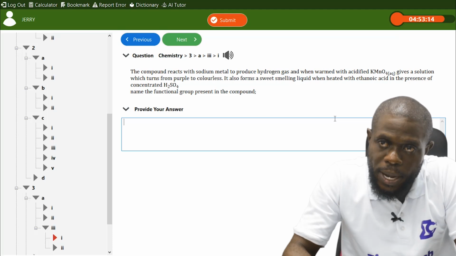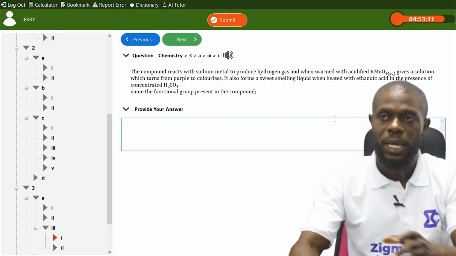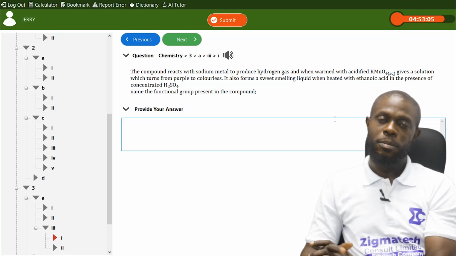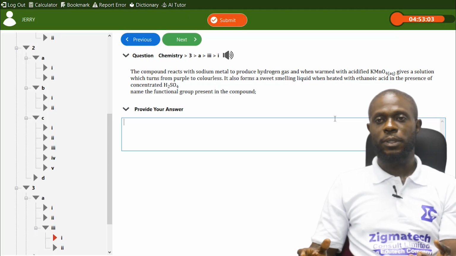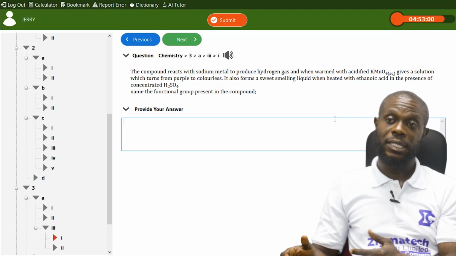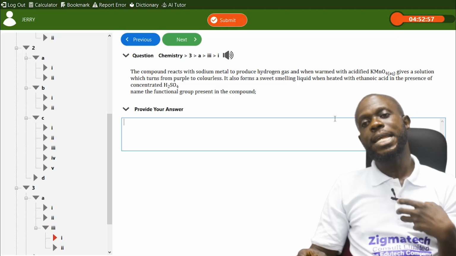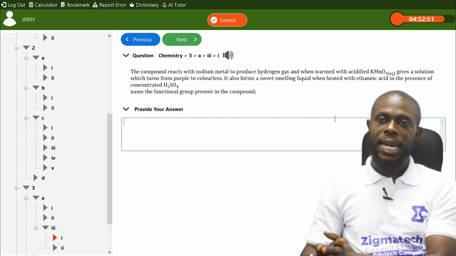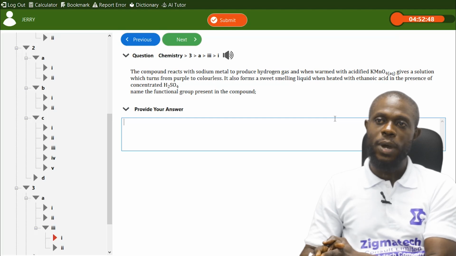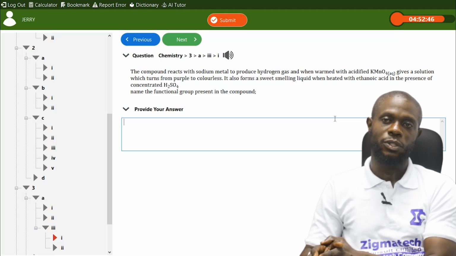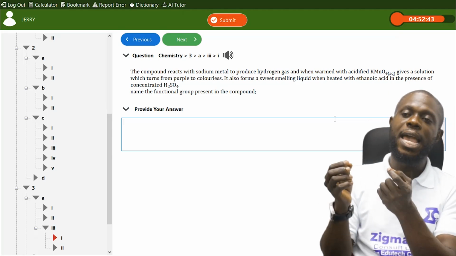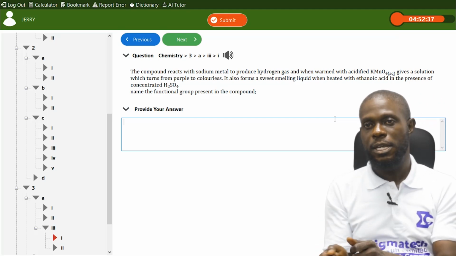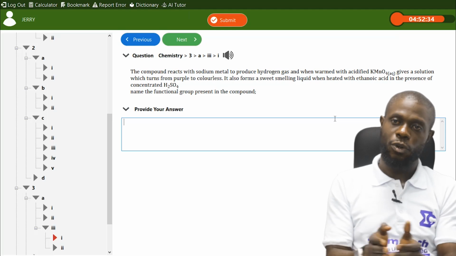Now, when we react with water, it became colorless. That means in this context, water became a base. Because water can act as an acid and a base, and that process is called autoionization, where water acts as an acid and a base. Now, water acts as an acid when it donates a proton. So this particular thing becomes a base. And they say it also forms a sweet-smelling liquid when heated with ethanoic acid in the presence of concentrated sulfuric acid. Now, ethanoic acid is a weak acid. Therefore, water will now be a strong base.